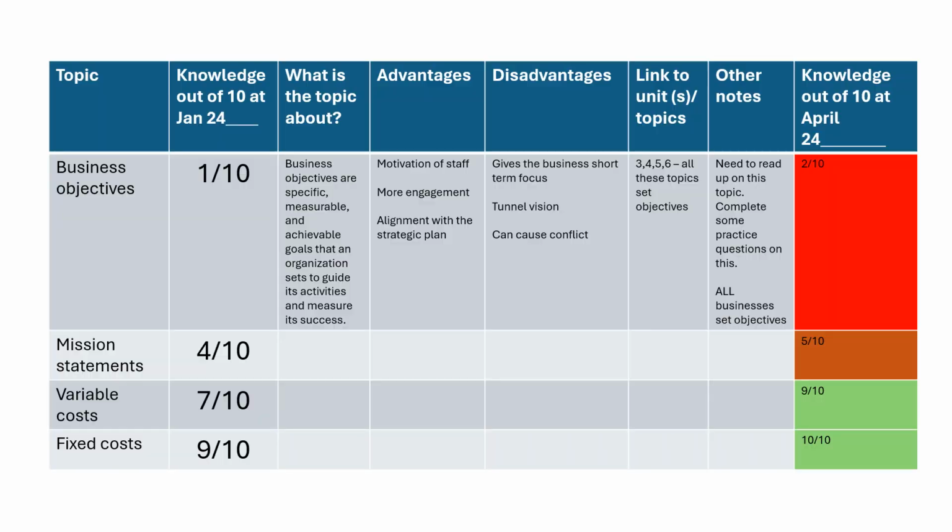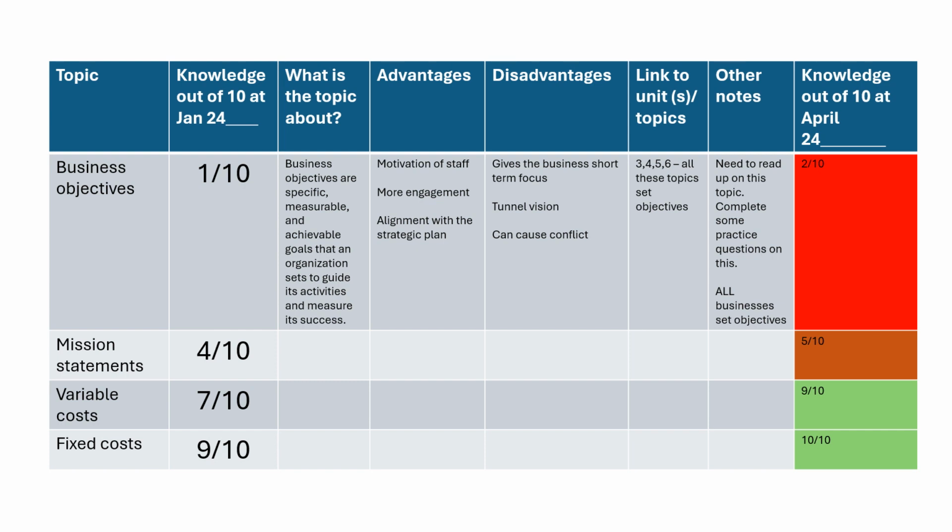So here it is. Here's a half completed example for you with the same topics, and it's filled in on the top row just to give you an example. Let's just pretend for a moment I have a 1 out of 10 knowledge in January for this particular topic. I really don't understand it, but I have done some research on it and I've filled in what the actual topic is about. I found out a couple of advantages about business objectives, a couple of disadvantages as well, what they are.